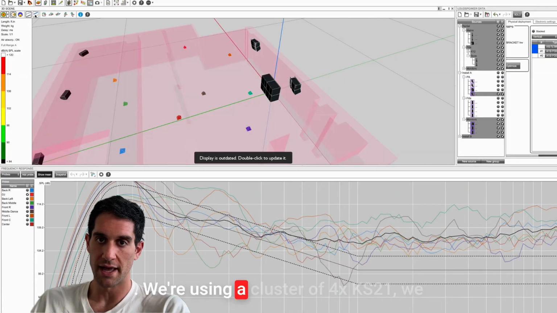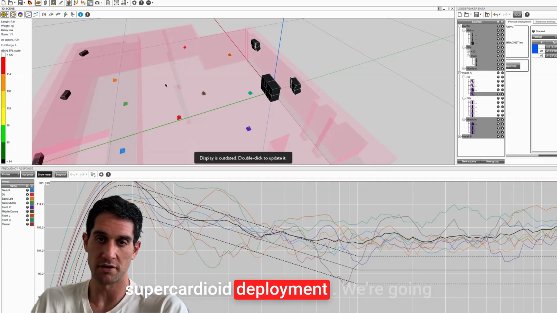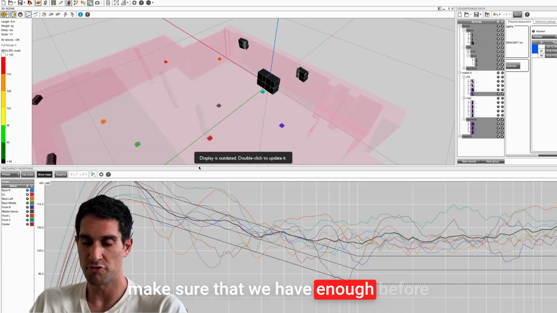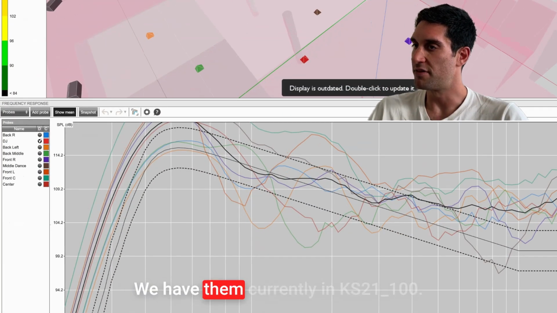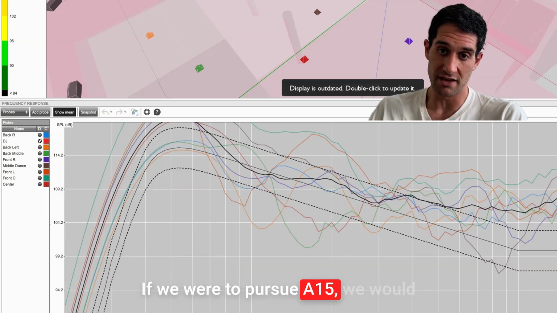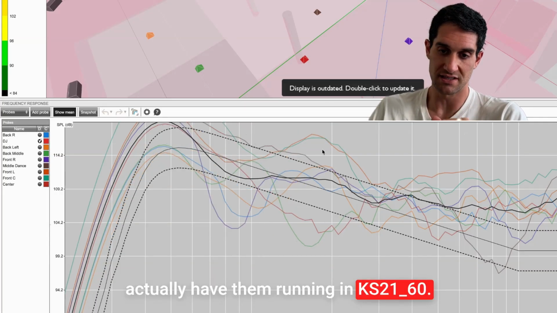We're using a cluster of 4 KS21. We could opt to pursue a cardioid or a supercardioid deployment. We're going to keep them in standard mode just to make sure that we have enough before we start getting cute with the acoustics. We have them currently in KS21-100. If we were to pursue A15, we would actually have them running in KS21-60.